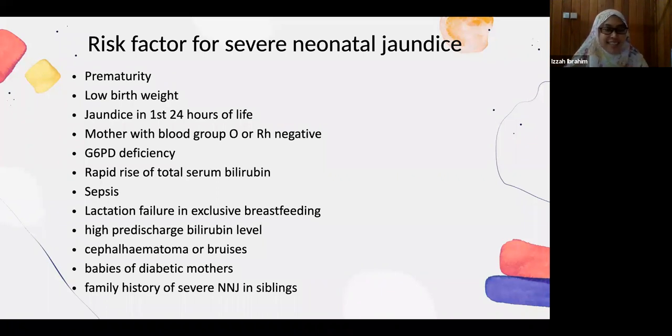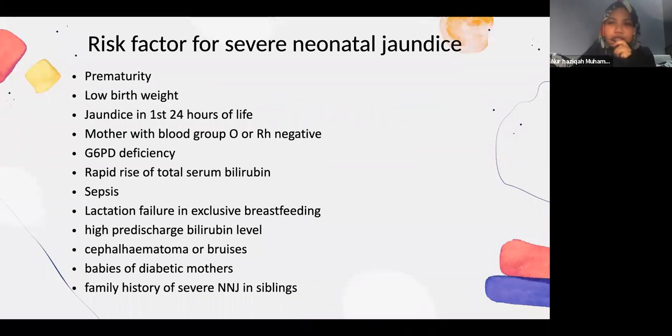Okay, so we continue with risk factors for severe neonatal jaundice. We need to identify whether the baby is premature, low birth weight, jaundice at the first 24 hours of life, which is more of the pathological jaundice, mother with blood group O or rhesus negative, rapid rise of total serum bilirubin, sepsis, lactation failure in exclusive breastfeeding, high pre-discharge bilirubin levels, cephalohematoma or bruises, babies of diabetic mother, and family history of severe neonatal jaundice. It is important to identify these risk factors because high bilirubin level could lead to acute bilirubin encephalopathy.